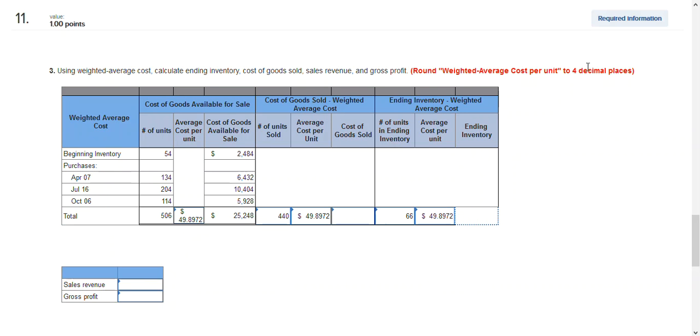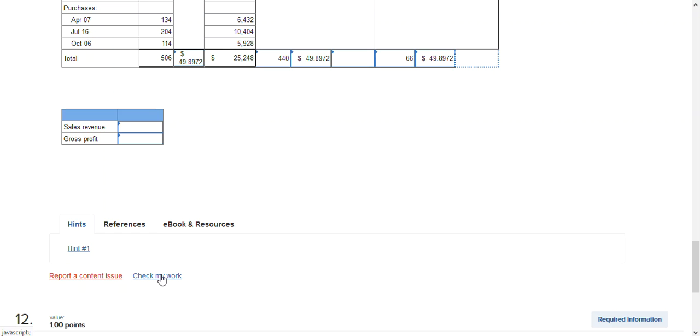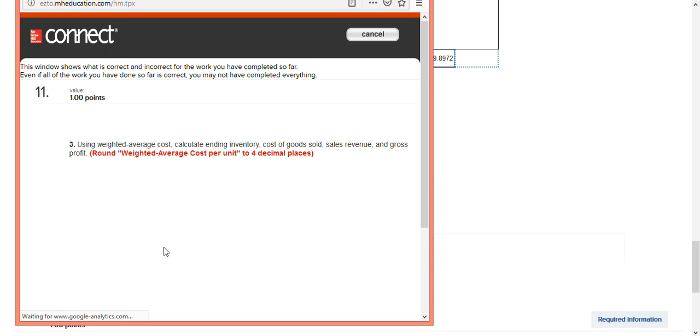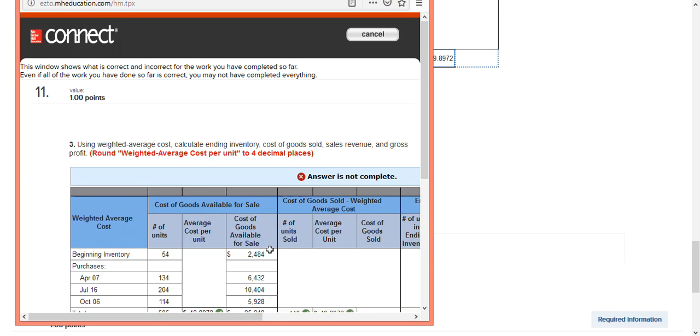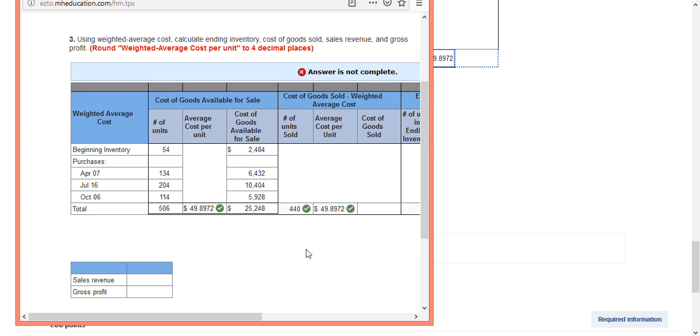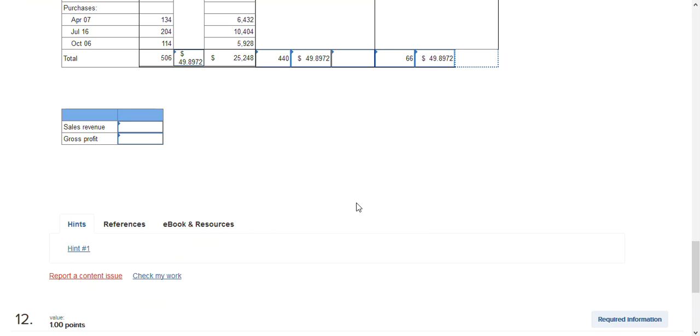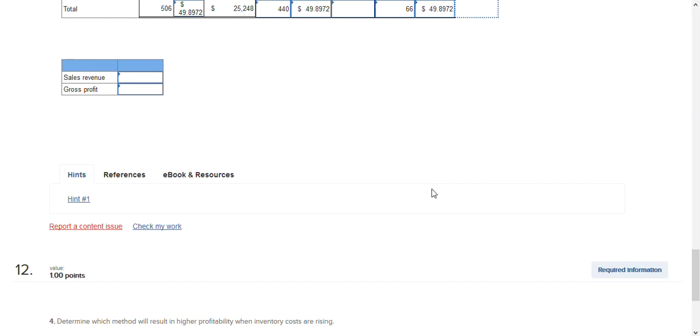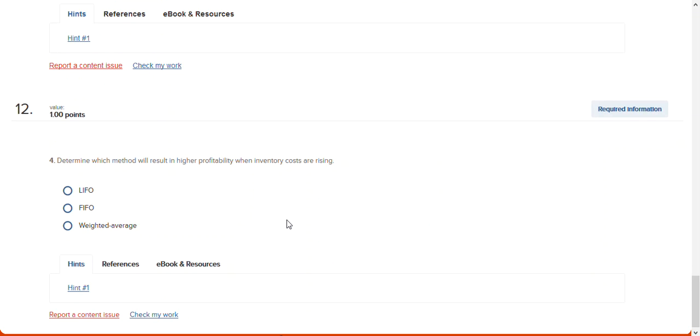All right, and I'm going to check that to make sure it's satisfied with my rounding strategy before we do the math. Yes, so at that point, you're just going to do the math. So here you would multiply 440 times 49.8972, and that's going to give you your total cost of goods sold. And here you're going to multiply your ending inventory times the average cost per unit, which will give you your ending inventory. And then number 12 is just a question about that.